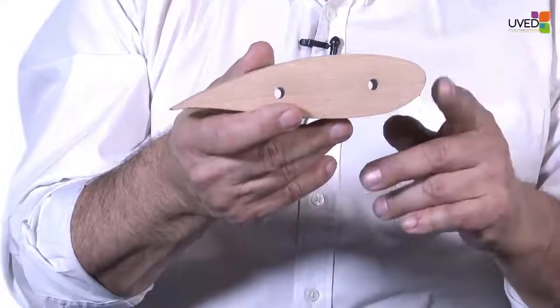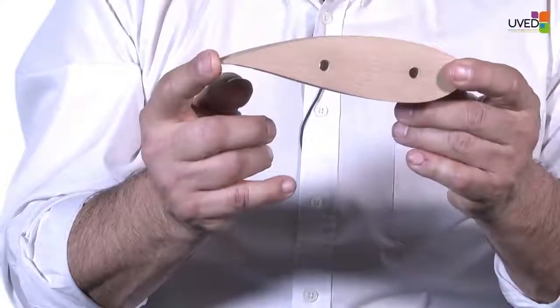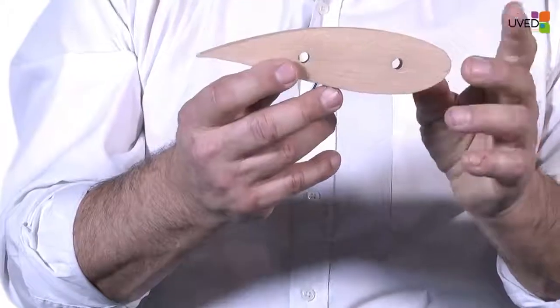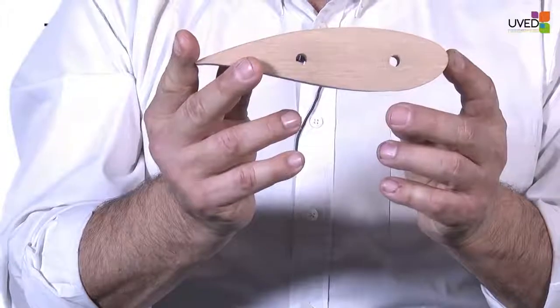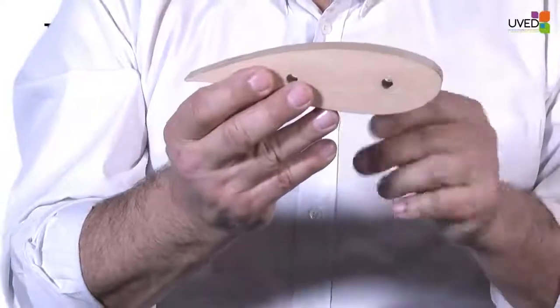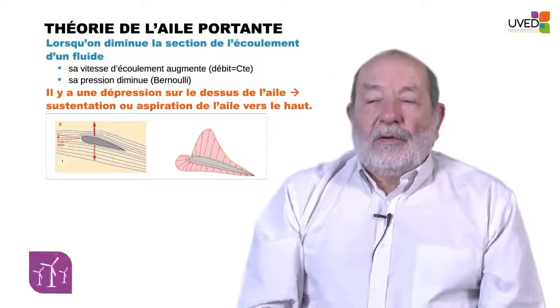A few things you need to know about the profile. The attack edge is the one at the front, the trail edge is the one at the end, and the distance between the two is also called the chord line. The upper surface and the lower surface are also to be considered.